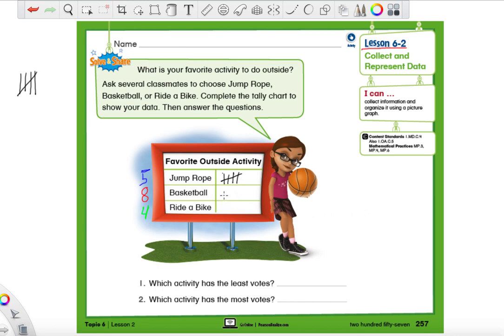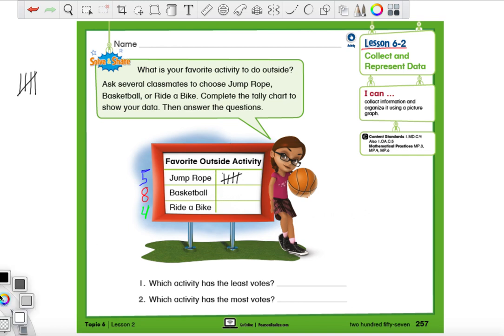Now I'm going to let you guys do the last 2 on your own. Show me 8 for basketball and 4 for riding a bike. How would we make those tally marks? How could we show that? Alright, if you still need a couple extra moments to do this part, pause the video. But let's make sure we're making these tally marks the correct way.